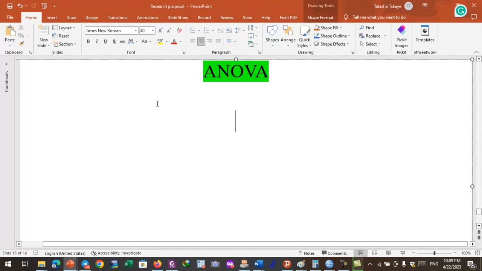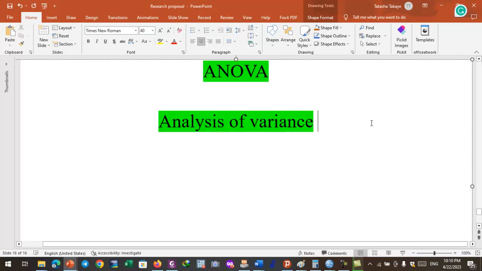Before answering that question, let me explain what ANOVA is. ANOVA is a short name for analysis of variance. It is about finding out whether or not there is a mean difference between groups. And analysis of variance can be a one-way, two-way, or three-way ANOVA. What makes ANOVA one-way, two-way, three-way, or four-way is the number of independent variables.